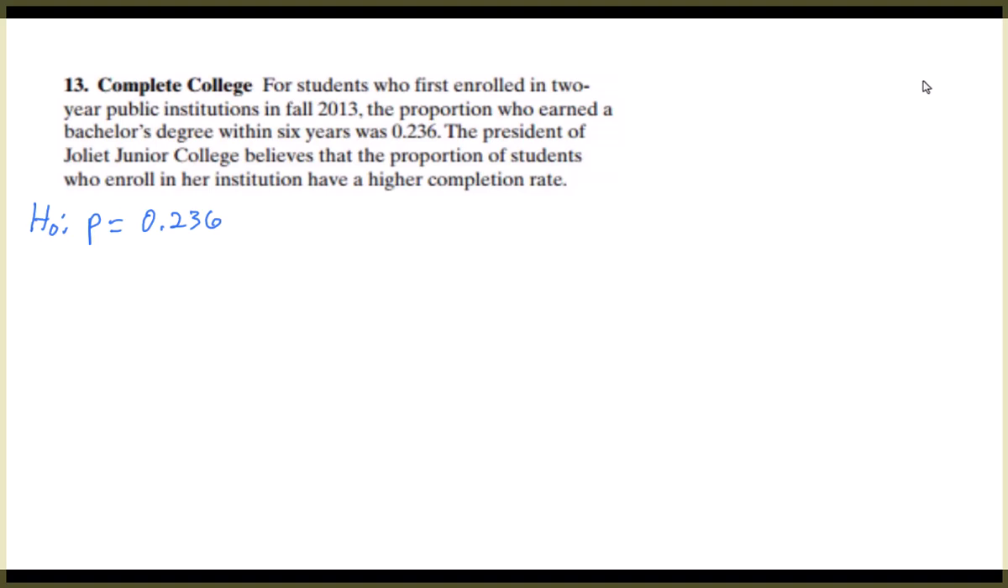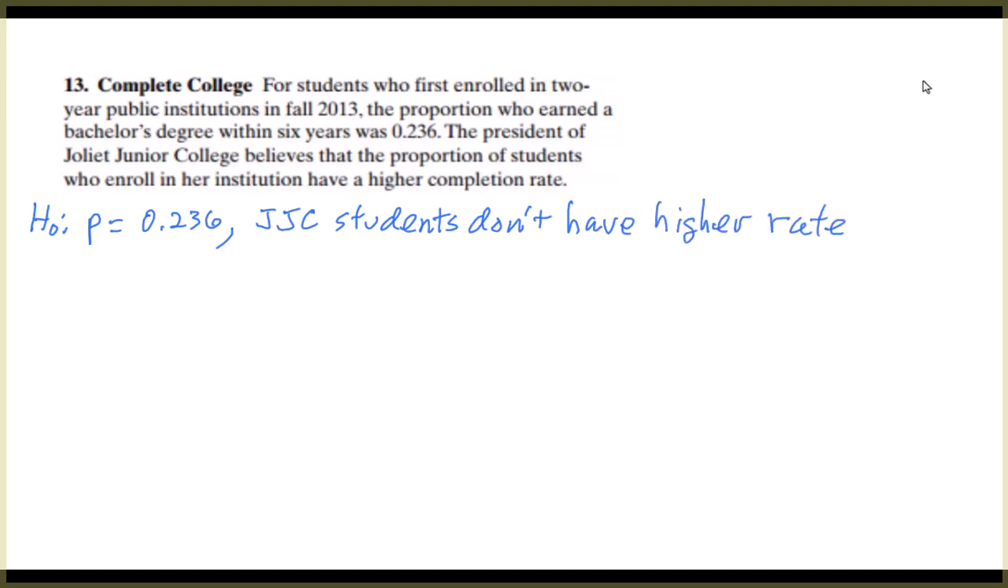So the null is no, Joliet Junior College, their completion rate is the same. In other words, they don't have a higher completion rate. Now notice the P we're talking about here is the Joliet students. That's our population of interest. The alternative is going to be, yeah, they really do have a higher completion rate. Again, not the world in general, but these people at Joliet.